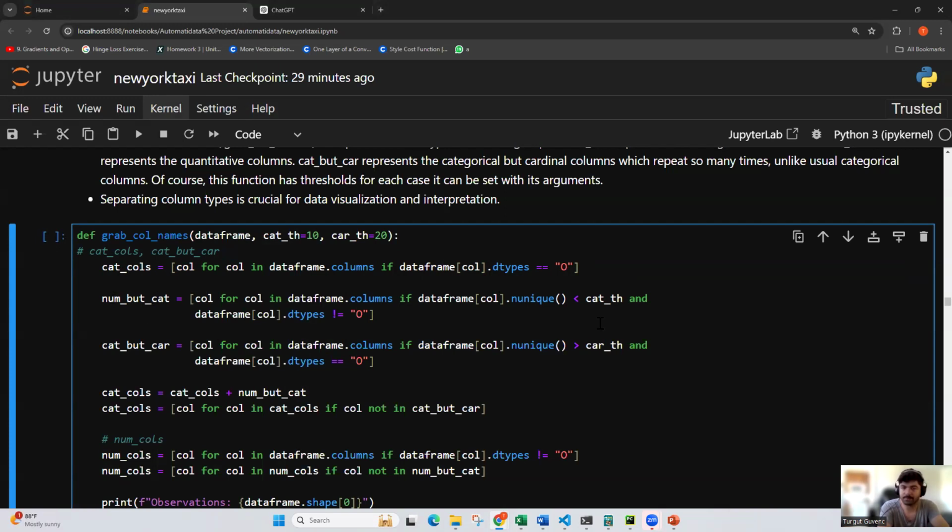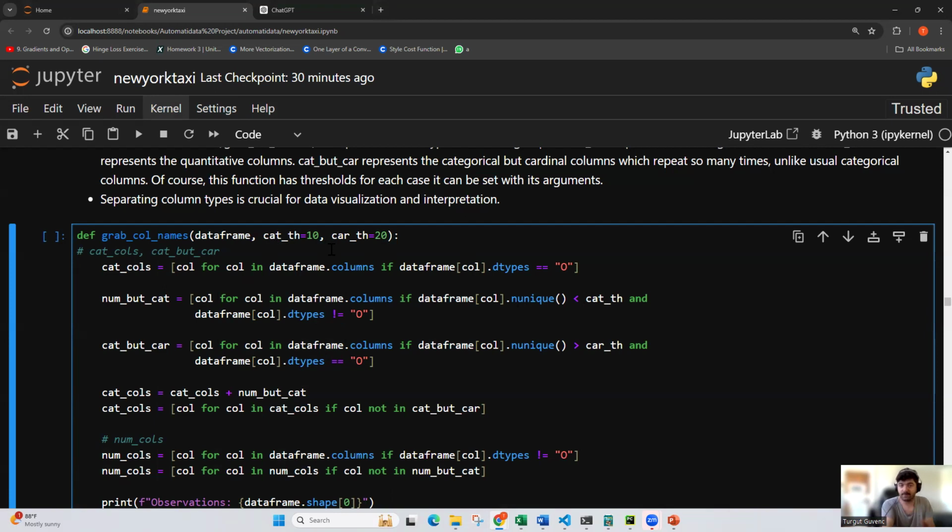Numerical but categorical columns: what we are doing, it is an object here, same thing, and the number of unique values is less than the threshold. This time we are saying that data type is not object. That means if it's an integer or something else, and number of unique values is less than our categorical threshold. Like I said in the gender, for female 1 and male 0, this is a categorical value, but it seems as an integer. They just put it as an integer, right?